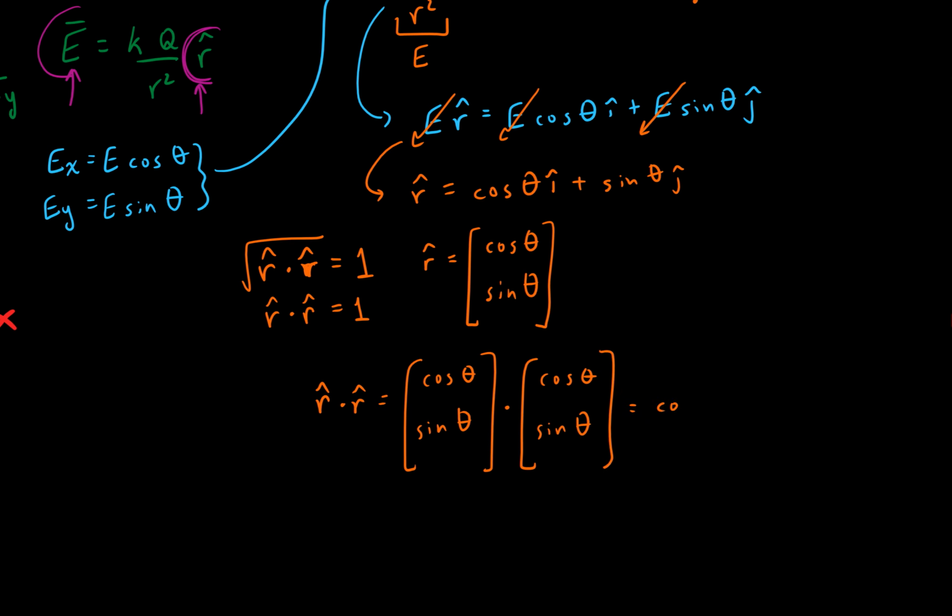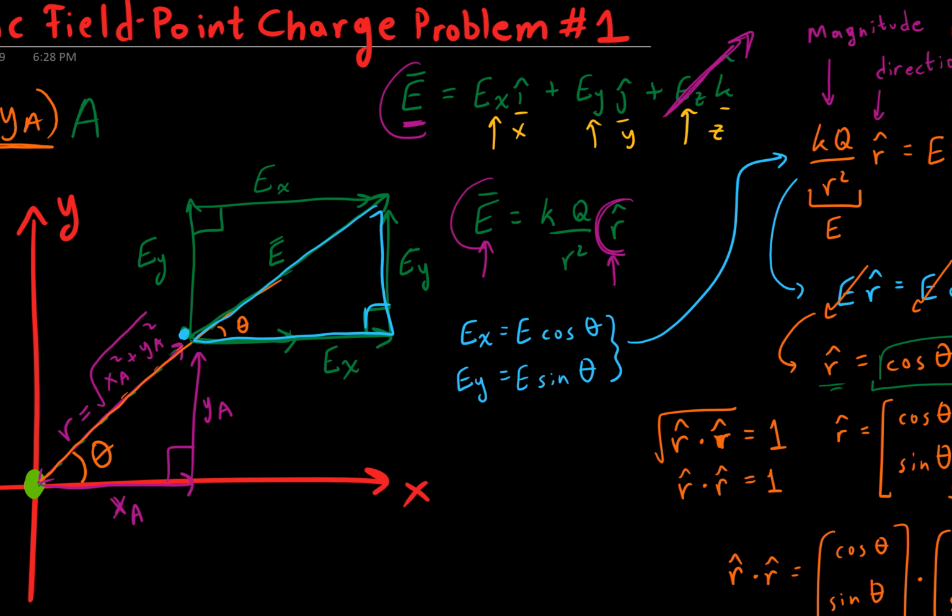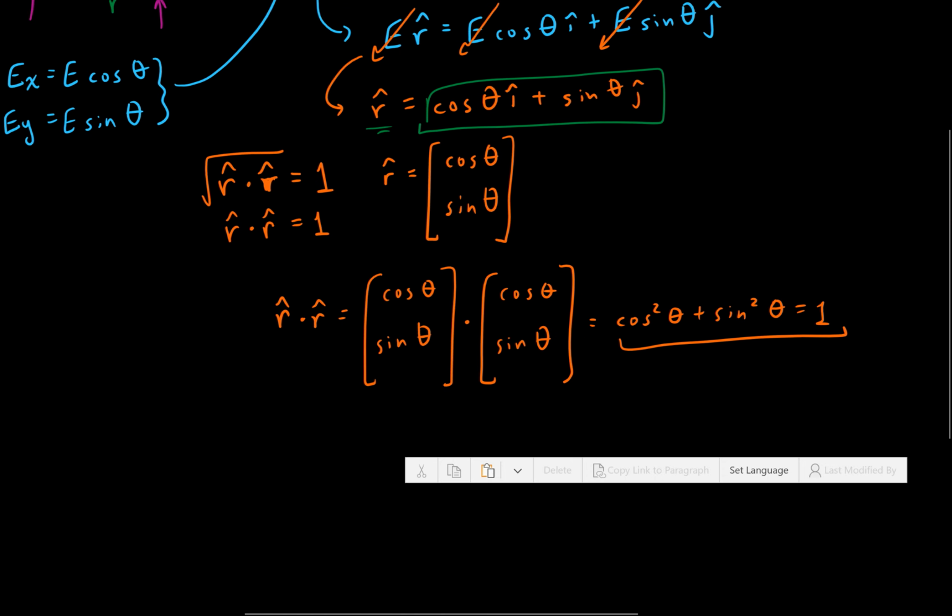And we see we get cosine theta squared plus sine theta squared is equal to 1. Aha, this is an identity from trigonometry. Hence, every unit vector has a magnitude equal to 1. So, here, cosine theta and sine theta, their main purpose is to indicate the direction of the electric field in our picture over here. So I hope that makes sense and you see that connection.